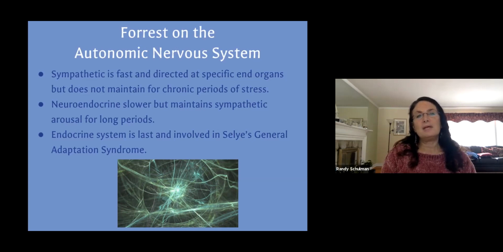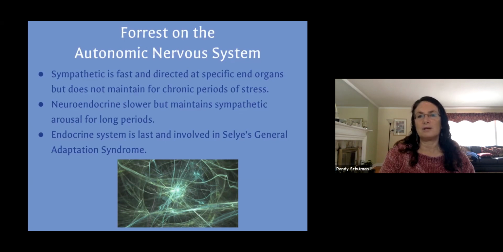But the sympathetic is obviously not really meant for chronic periods. It's meant to just get us engaged. It's like, okay, there's something there, we have to fight or flight, and that's it. The neuroendocrine system is slower. It will maintain sympathetic arousal for long periods, but we don't really want that. What happens is, in today's society, and we're seeing it incredibly with COVID, so many people are just so stressed for long, long periods that we're actually engaging that endocrine system and stressing out our adrenals.